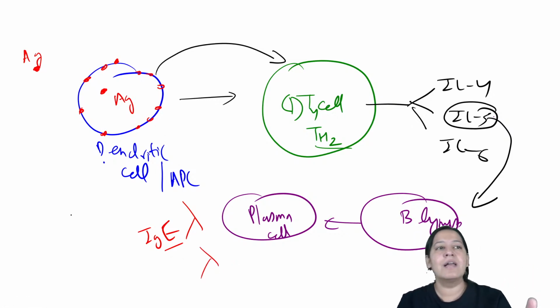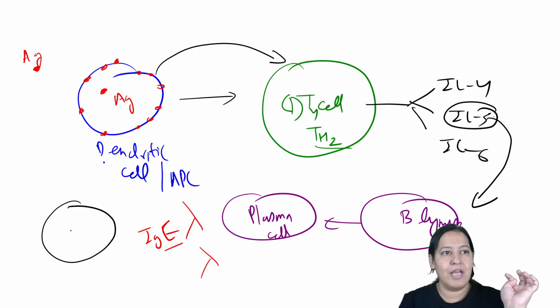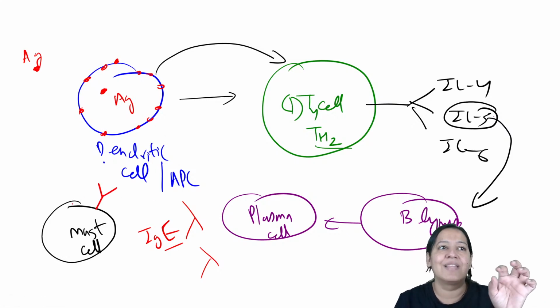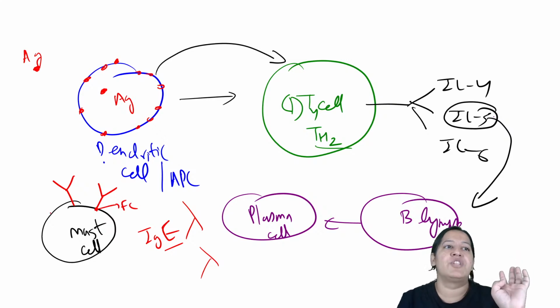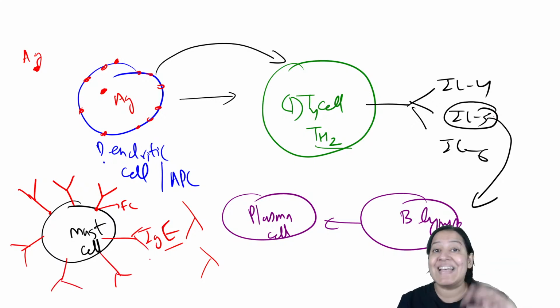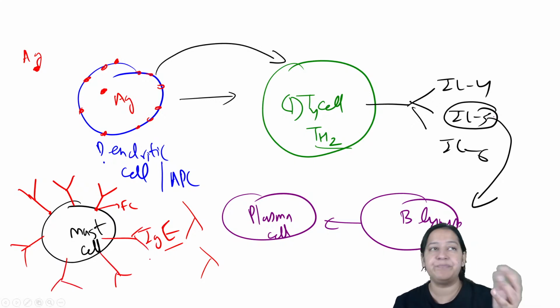What is the last cell here? The last cell here is the mast cell. Can you see here? On the surface of the mast cell, these antibodies will bind like this. This is the FC portion. They bind by the FC portion. So all the antibodies will bind on the surface of the mast cell by the FC portion. Now this mast cell is known as a sensitized mast cell.